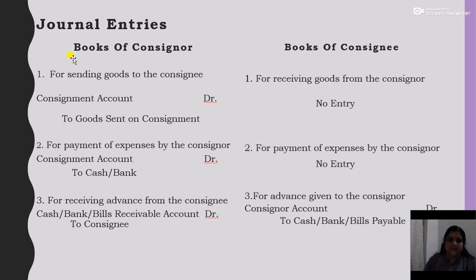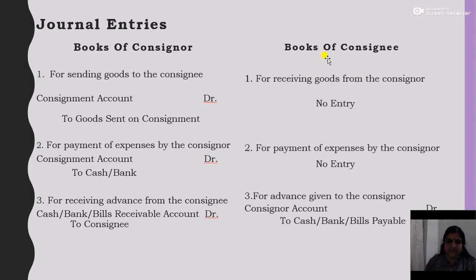First, the journal entry for sending goods to the consignee. When the goods are sent by the consignor to the consignee, the journal entry in the books of the consignor is Consignment Account Debtor to Goods Sent on Consignment. In the books of the consignee, for receiving the goods from the consignor, no journal entry is required.